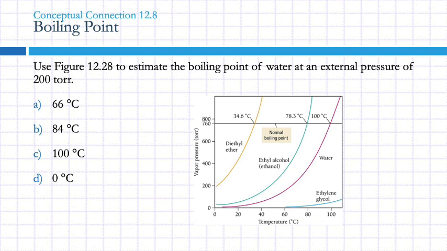We're not going to do calculations here, but if you're given a figure like this, you should be able to answer some questions. Like this one. It says estimate the boiling point of water at an external pressure of 200 torr. So what we want to do here is we want to find the pressure of 200 torr, and let's draw a line across. And we're looking for where does that intersect with the line for water.